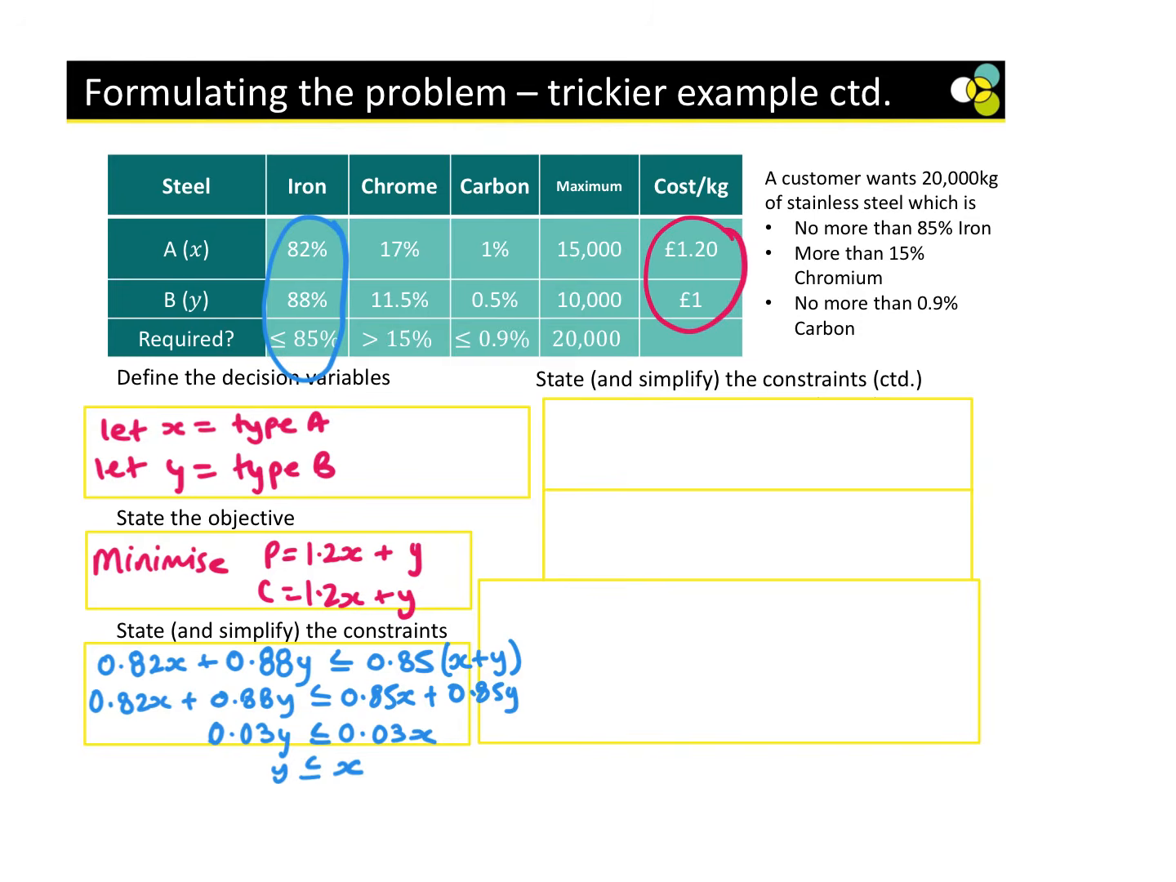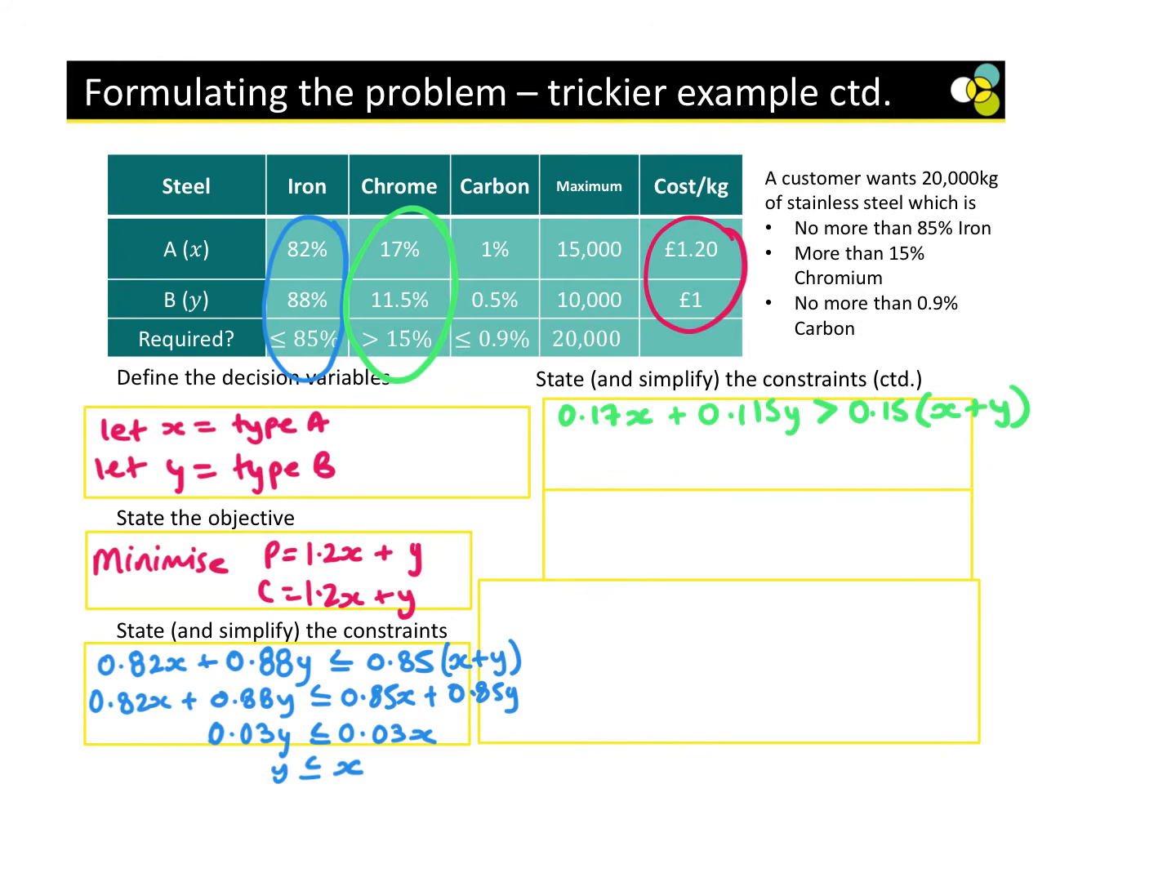Okay, the next one. I'm going in green. So very similar for this one. We're going to have 0.17x plus 0.115y, sorry, not 11.5, that's silly. 0.115y has to be greater than 0.15 lots of x plus y, because that's how much of the chromium. So, still on this one, expand and simplify.